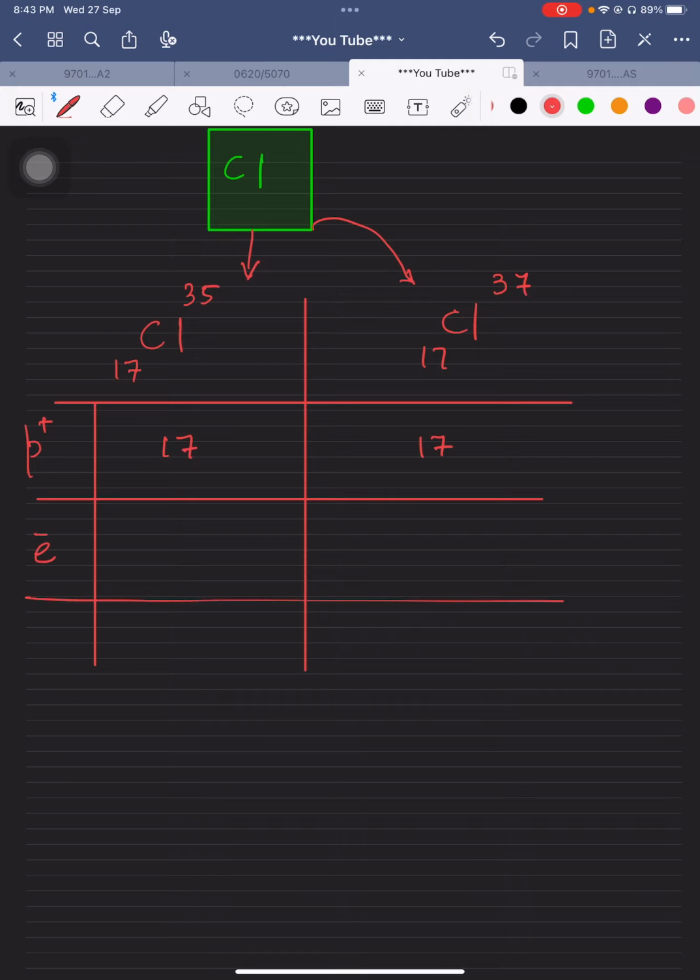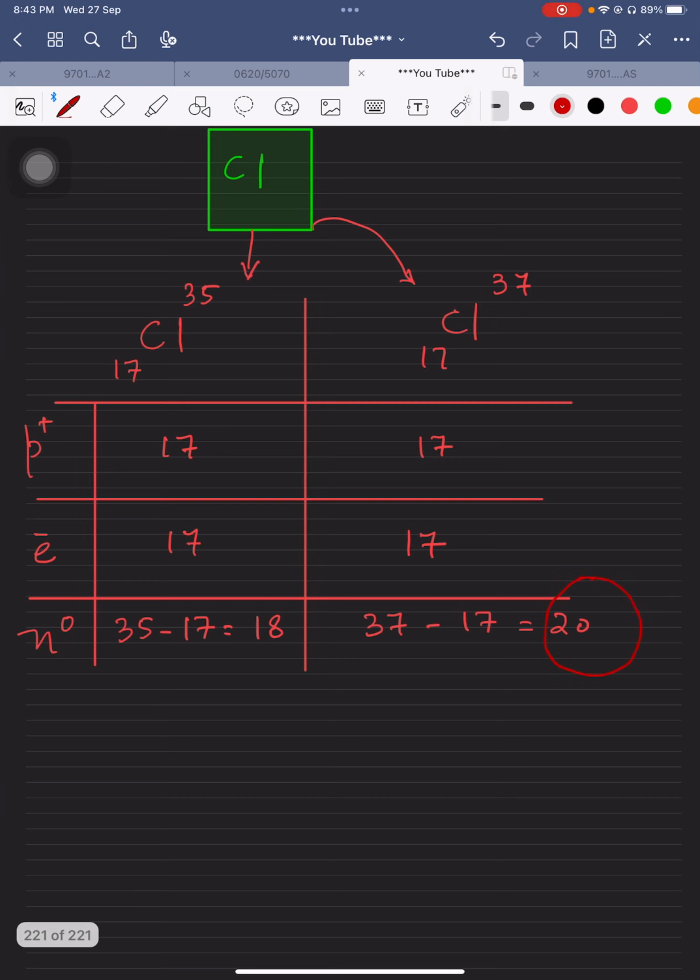What about the electron number? Yes, the electron number will be the same as well, and that is 17 in this case and 17 in this case. But what about the neutron now, the problematic thing regarding isotopes? It is 35 minus 17, which is equal to 18, whereas 37 minus 17 is equal to 20. So there are 20 neutrons here, whereas 18 neutrons here. We can see very clearly that both of them have the same proton number, the same electron number, but different neutron number.